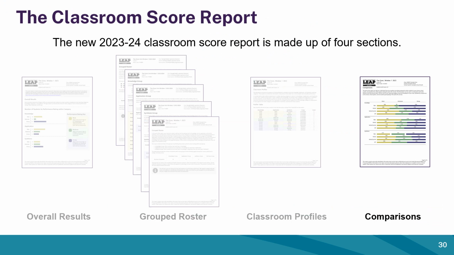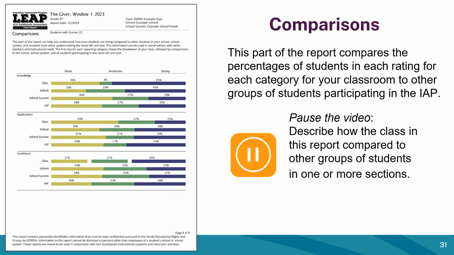Finally, we will look at the comparison section of the report. The comparison section of the report shows how your class of students compared to students in the school system, and all students taking the IAP. Pause the video and take a few moments to describe how the class in this report or your report compared to other groups of students in one or more sections. After you restart the video, I'll note what I noticed in the example report.